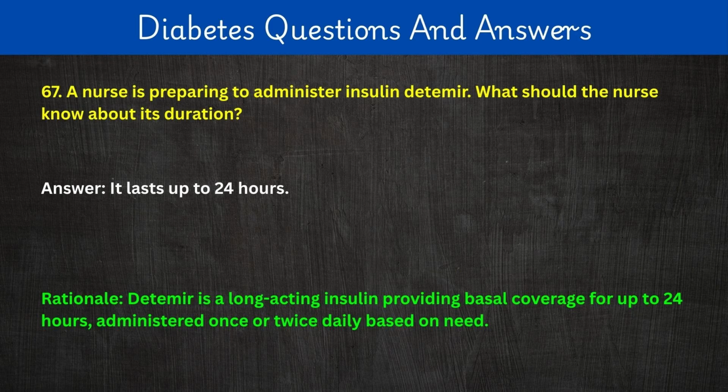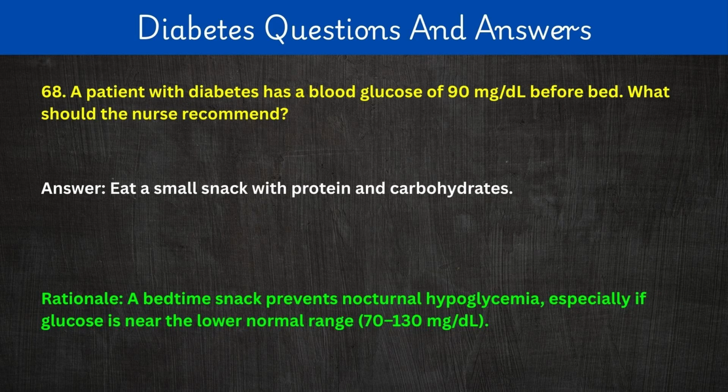Rationale: Detemir is a long-acting insulin providing basal coverage for up to 24 hours, administered once or twice daily based on need. 68. A patient with diabetes has a blood glucose of 90 milligrams per deciliter before bed. What should the nurse recommend? Answer: Eat a small snack with protein and carbohydrates. Rationale: A bedtime snack prevents nocturnal hypoglycemia, especially if glucose is near the lower normal range, 70 to 130 mg/dL.